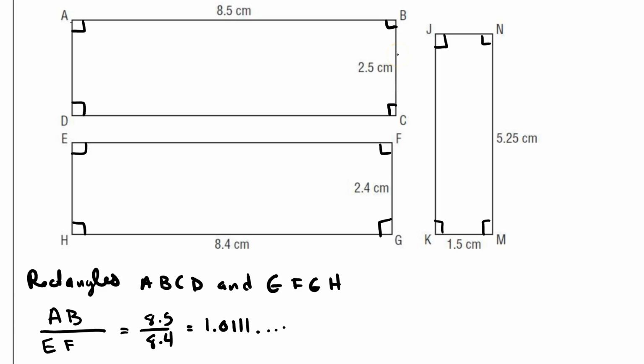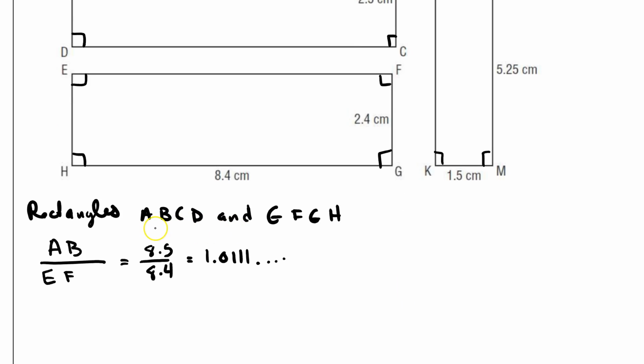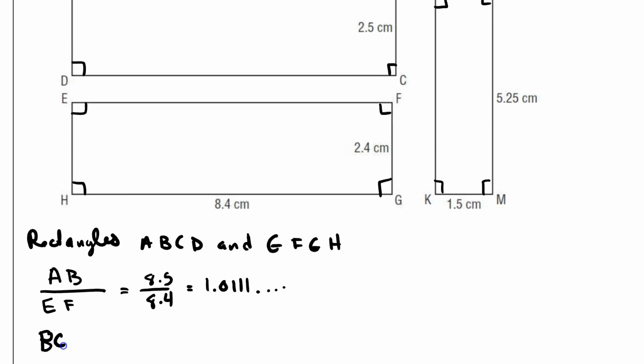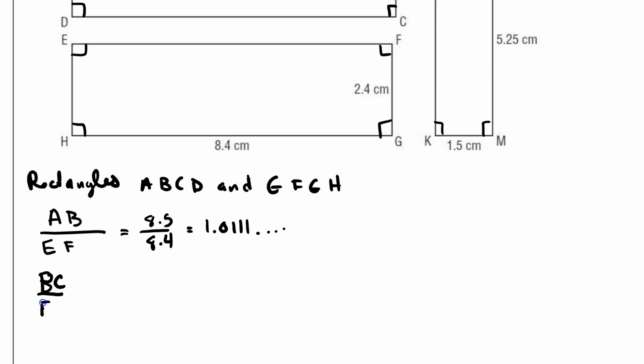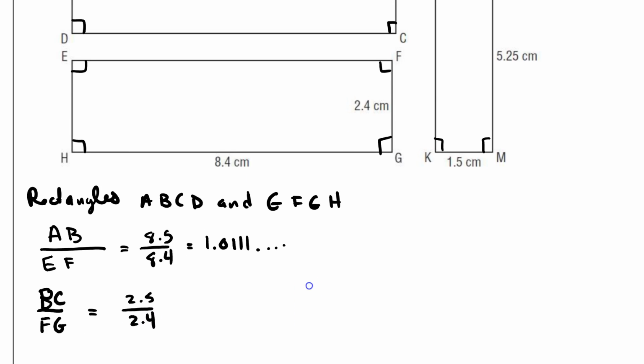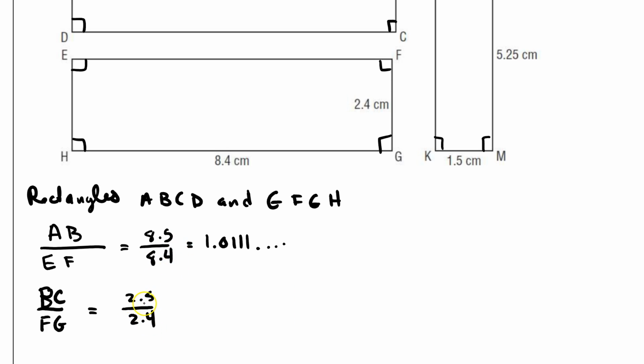Now let's consider the shorter side. If they are similar rectangles, that means BC over FG is also going to be that. Since we started with the side from ABCD, we'll start again in the numerator with the side from ABCD, which is BC, over the corresponding side we're checking, FG. That equals 2.5 over 2.4. Just looking at it, 8.5 over 8.4 and 2.5 over 2.4, you might think, hey, it's only 1/10 off in both, but does that change the actual ratio? Let's see. When I punch that into my calculator, it is 1.0416666, going on forever.